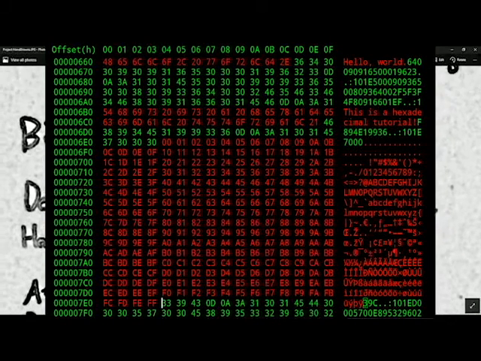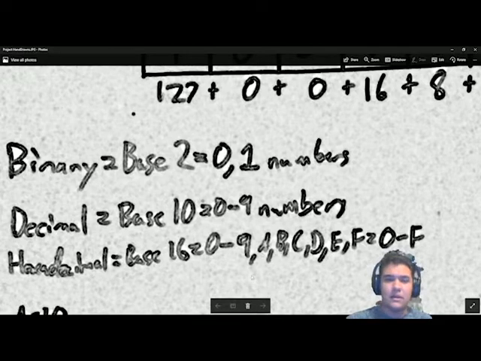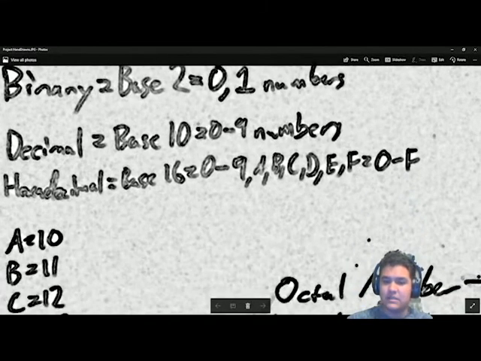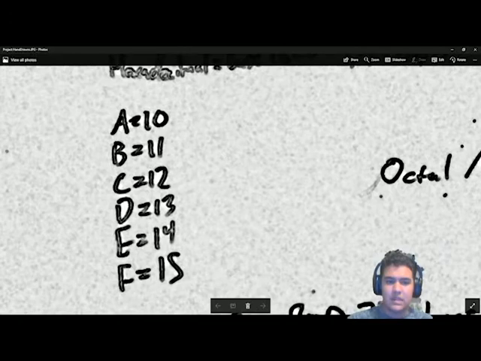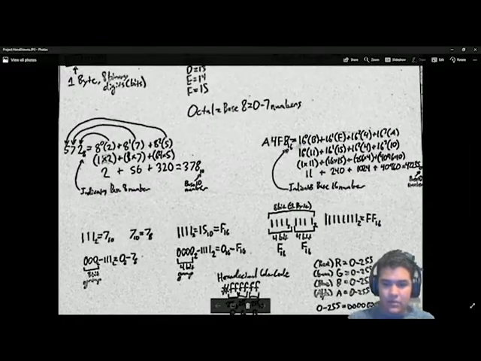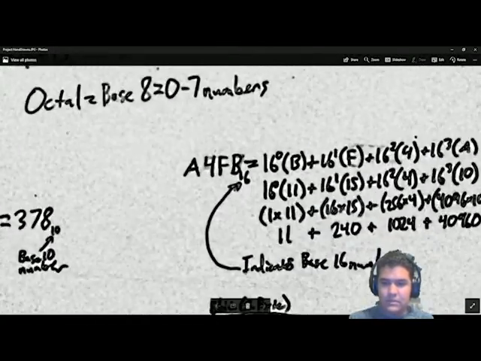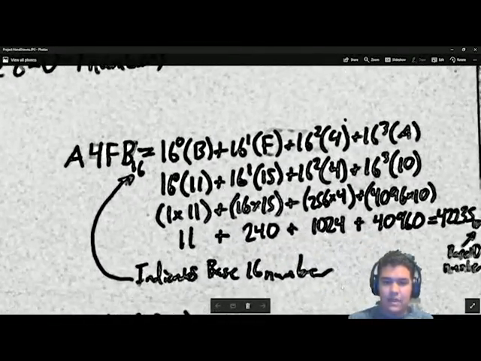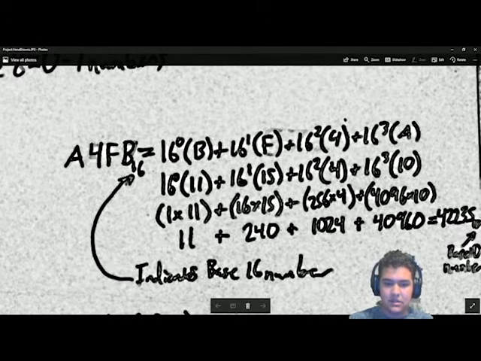So hexadecimal, our base 16 system, is from 0 to 9. And then to get the other 6 values that would be necessary, we have A, B, C, D, E, and F, giving us 0 through F, where A is 10, B is 11, 12, 13, 14, and 15 for F finally. Now, right here, we have our hexadecimal number, A4FB, with a subscript 16 indicating base 16 because it is hexadecimal.